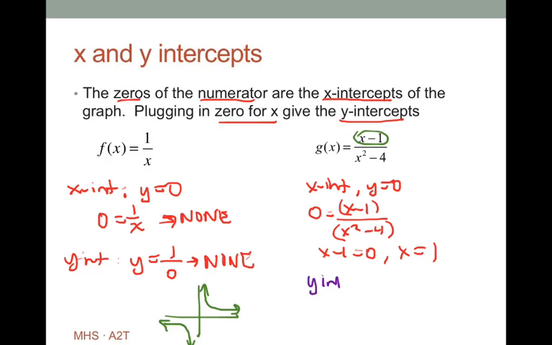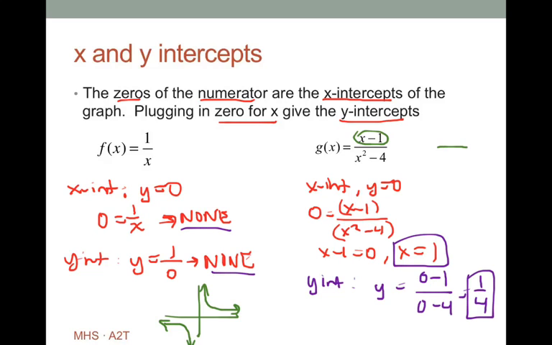And then the y-intercept, plug in 0 for x, and we're going to get y equals (0 minus 1) over (0 minus 4), which is 1/4. So in that case, your intercept is going to be 1/4. Another way to do it is just plot like we had before, make a little t-chart, plug in 0 for x and 0 for y, and see what you get.